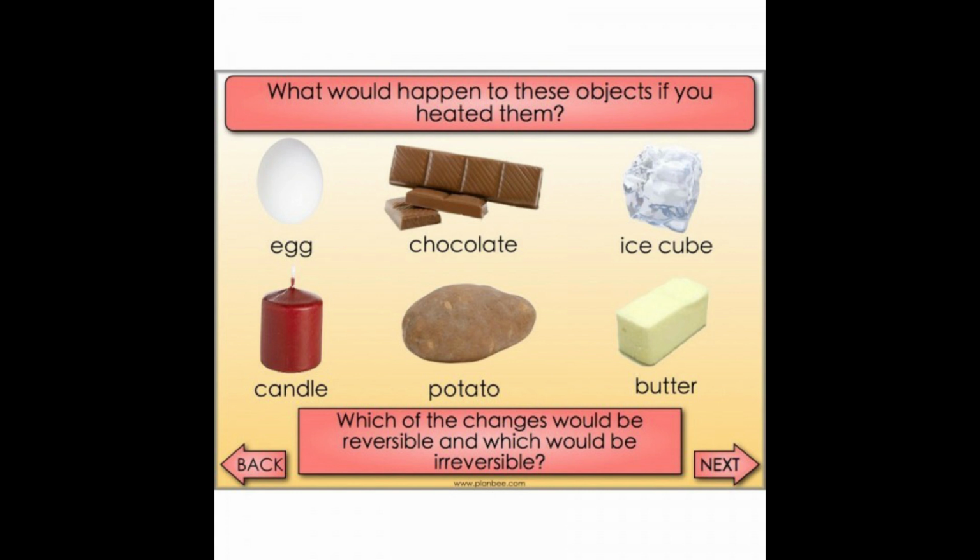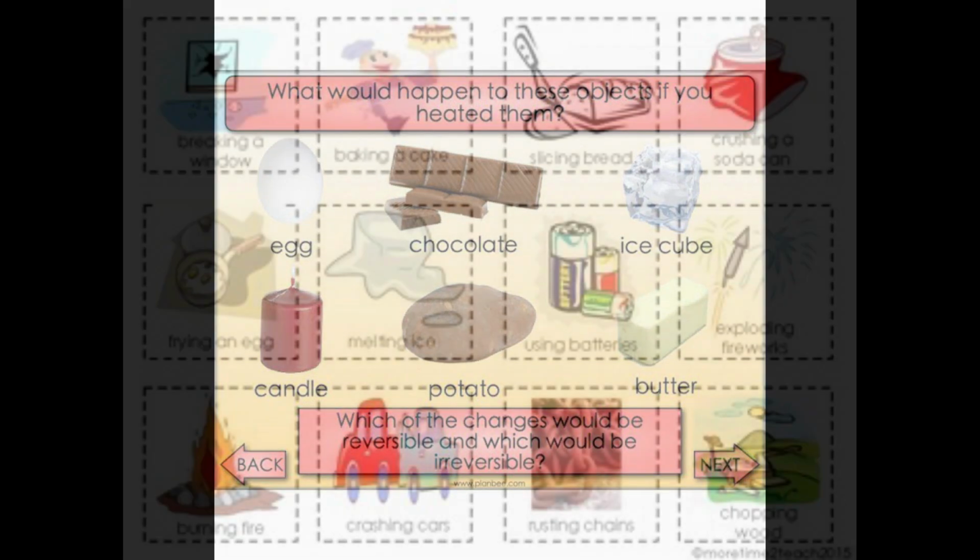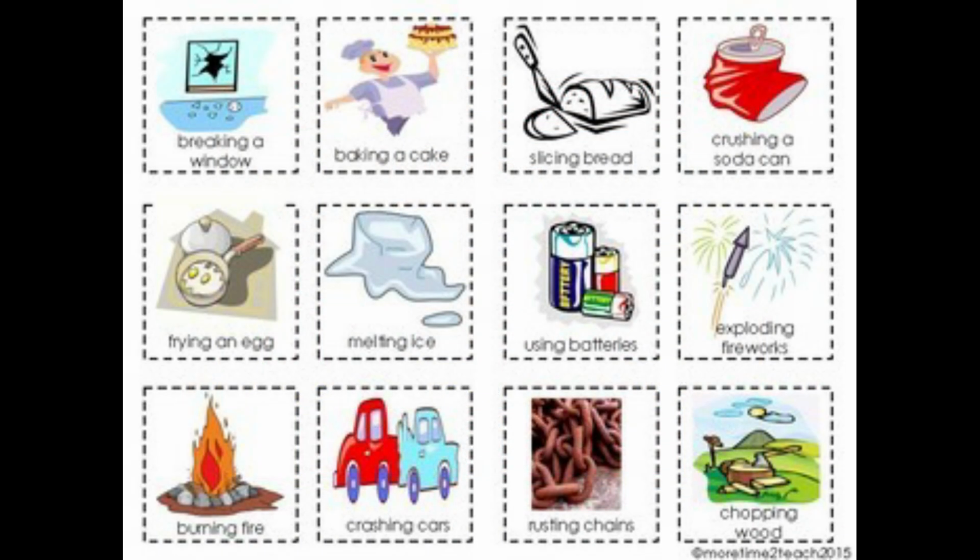Irreversible changes are chemical. All right, so this is the point now where you're going to need to head up your book. Put today's date. Our topic is going to be changes in materials. You can go back to the beginning of this video if you want to see that. Our learning intention is to be able to tell the difference between physical changes and chemical changes.